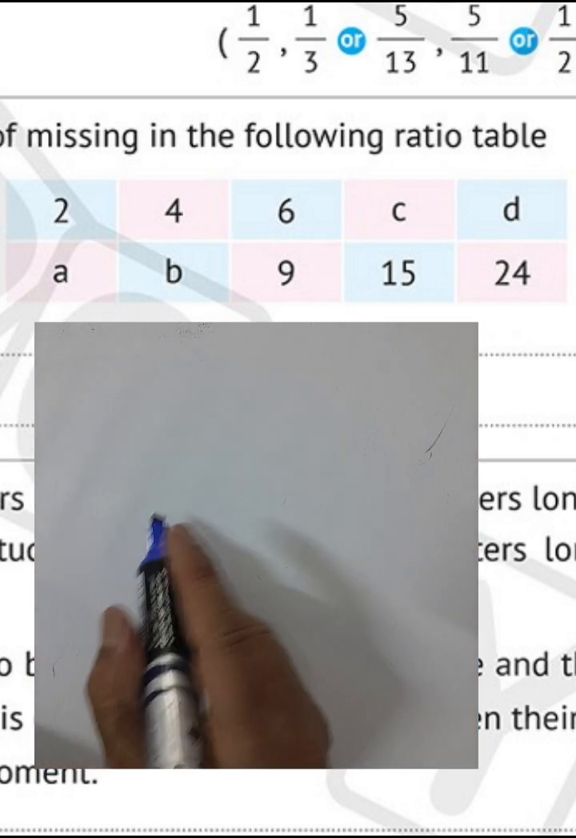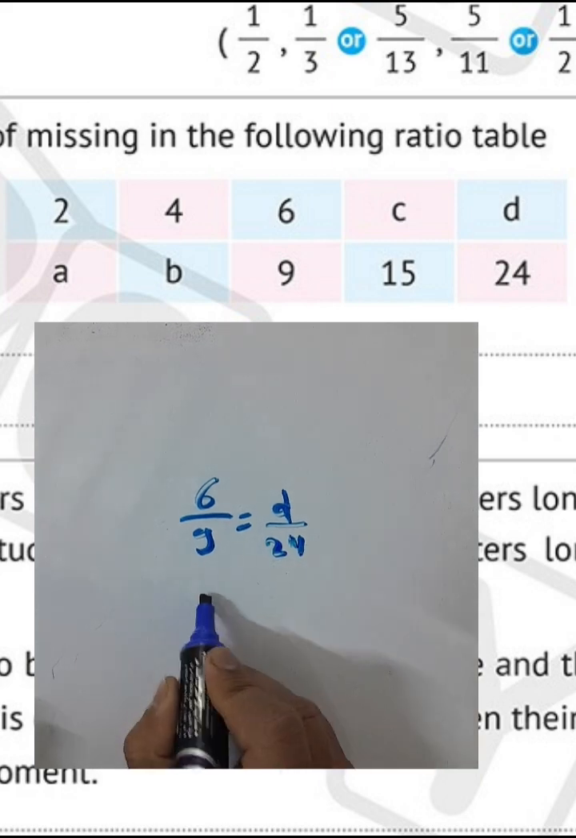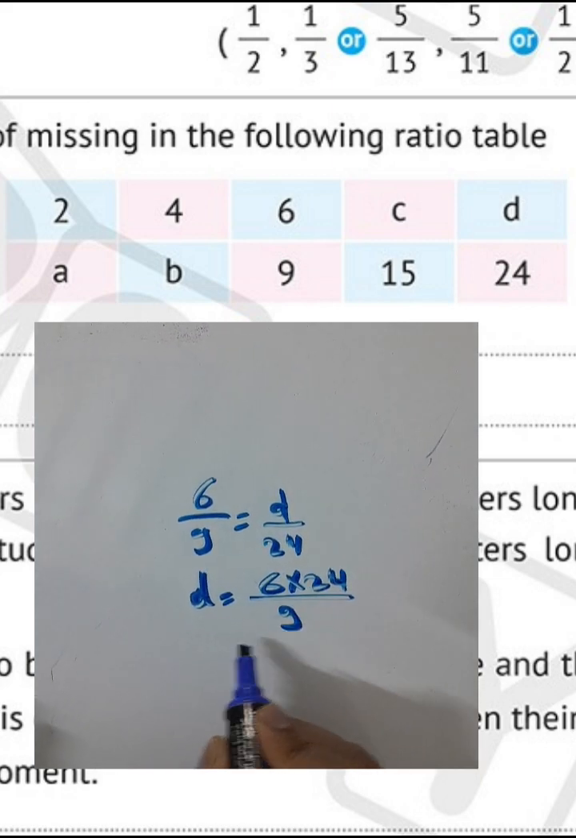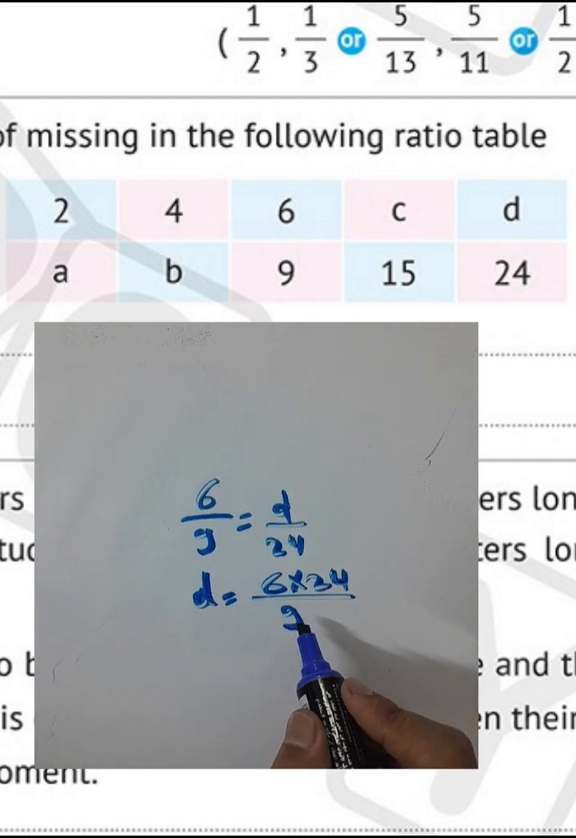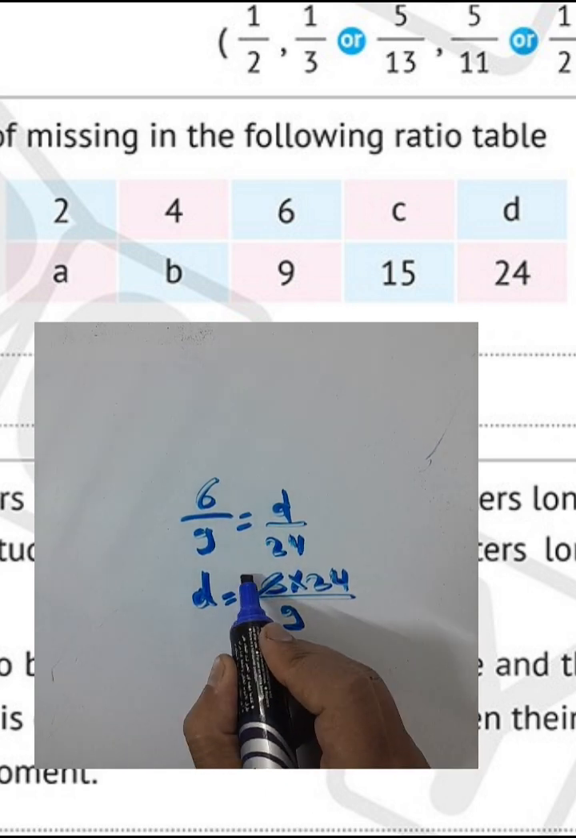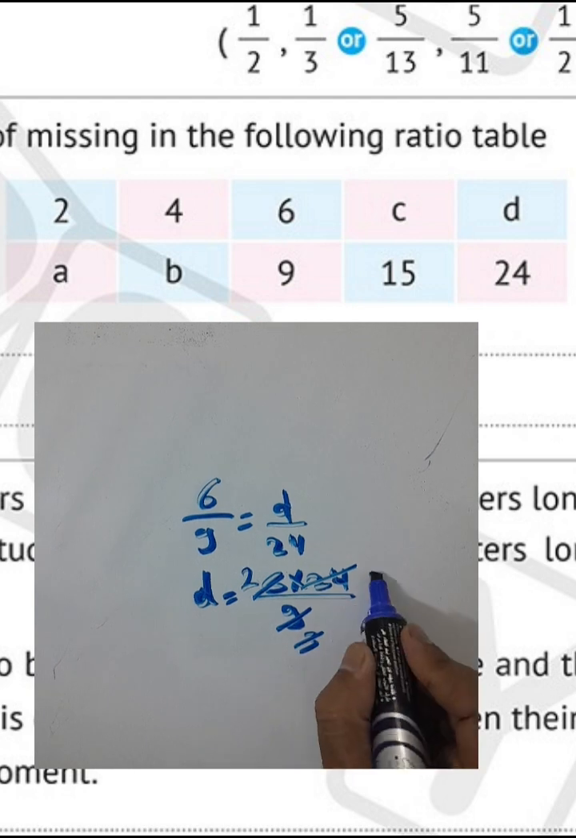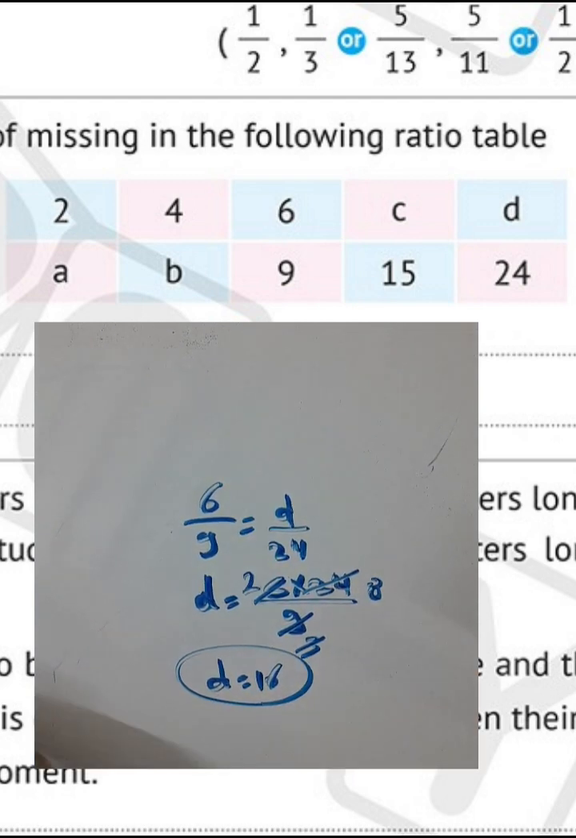And what about D? We have 6 over 9 equals D over 24. Then the value of D equals 6 times 24 over 9. You can simplify this example by dividing by 3 in the numerator and denominator. Here 6 divided by 3 equals 2. 9 divided by 3 equals 3. 24 divided by 3 equals 8. 2 times 8 equals 16. Then D here equals 16.